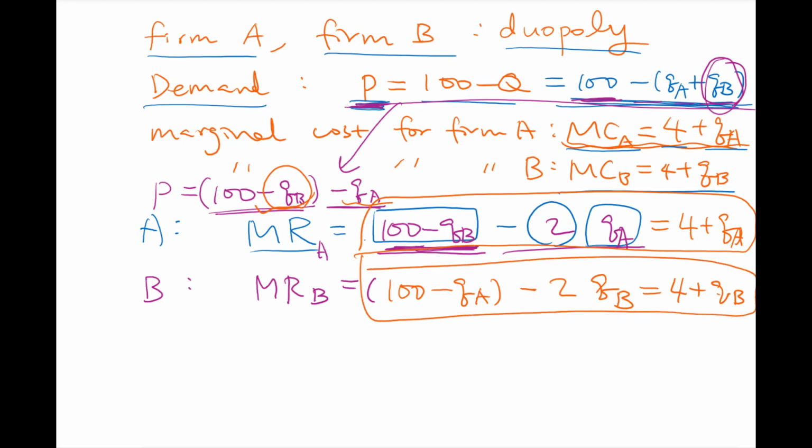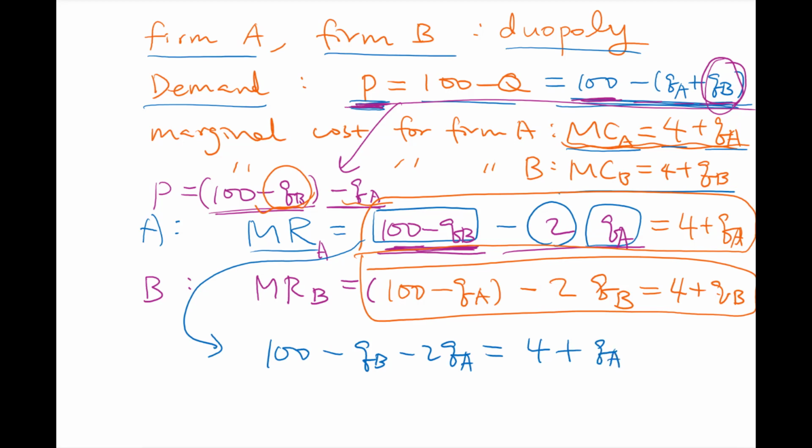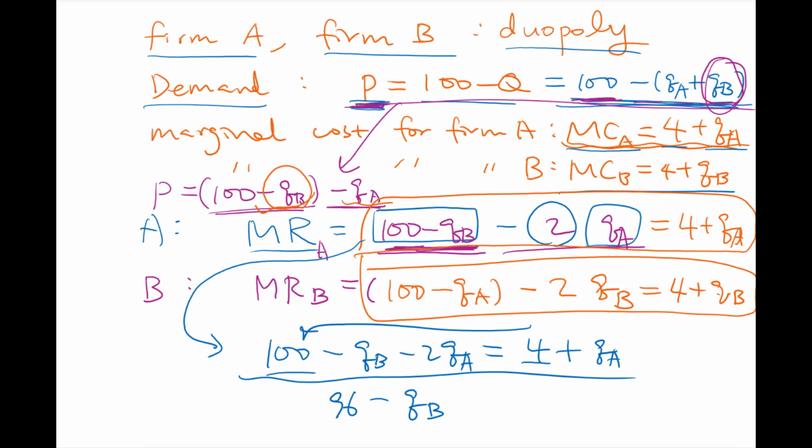Look at this and this, right? Then this is company A's profit maximizing decision, equating marginal revenue and marginal cost. If I write it again here, it will be 100 minus QB minus 2QA equals 4 plus QA. Then I can rewrite it as 96 minus QB, moving 4 to the left and this one to the right, I have 3QA, right?